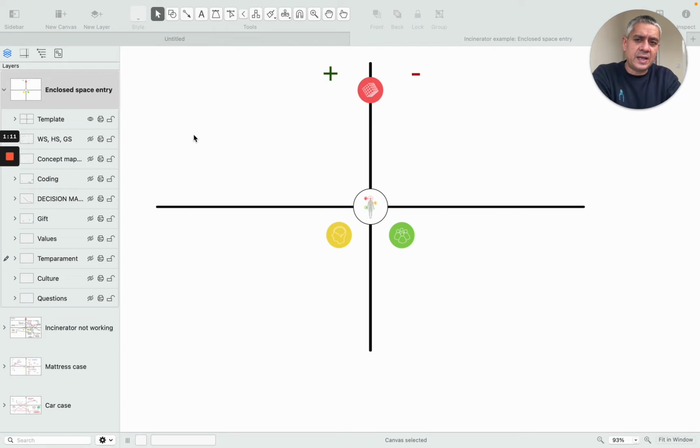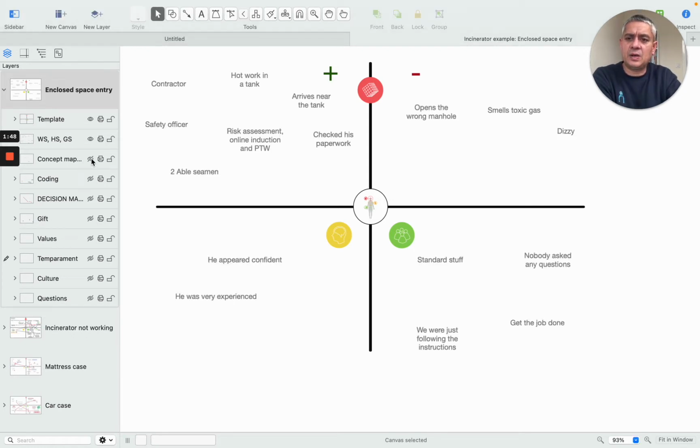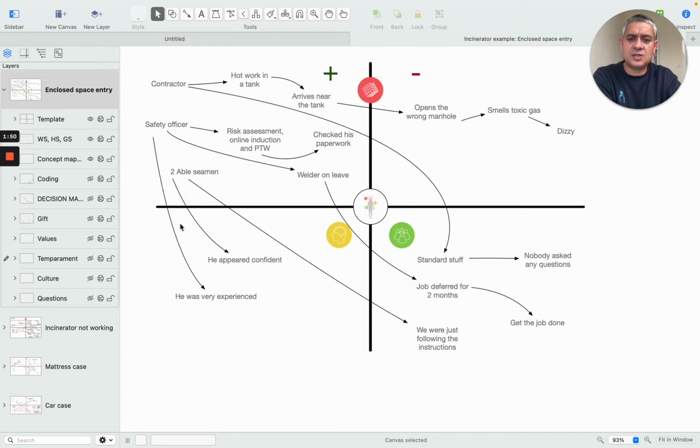So let's take an incident and see how we can understand it using the iCue method. Now, this incident is about a contractor coming on a drilling rig, and he goes on the drilling rig. He opens the wrong manhole, and he inhales toxic gases, and he feels dizzy. And we are trying to understand how we got to this stage, right? So let's bring the workspace, headspace, and group space words and try to link between them.